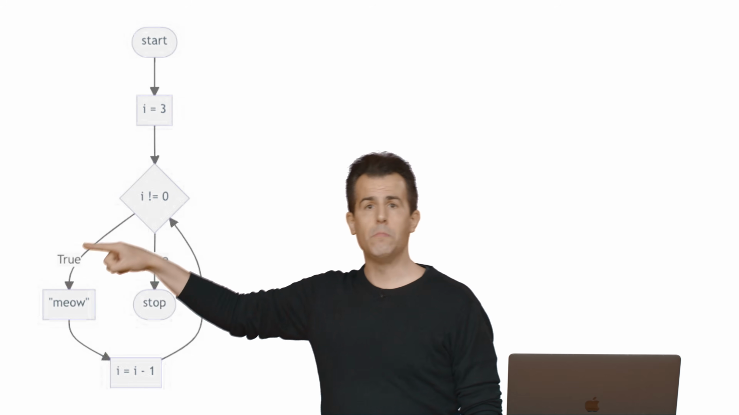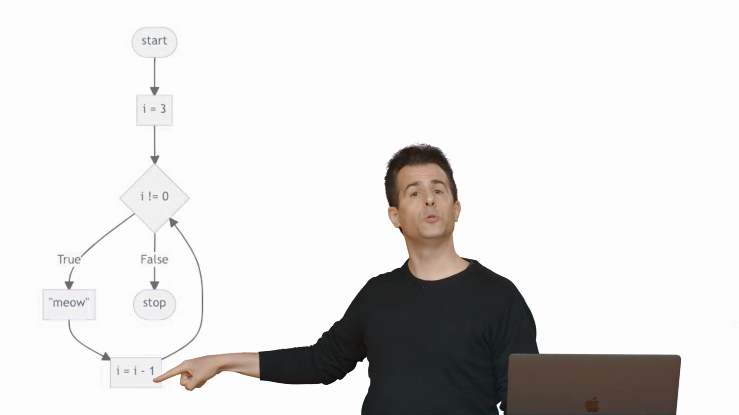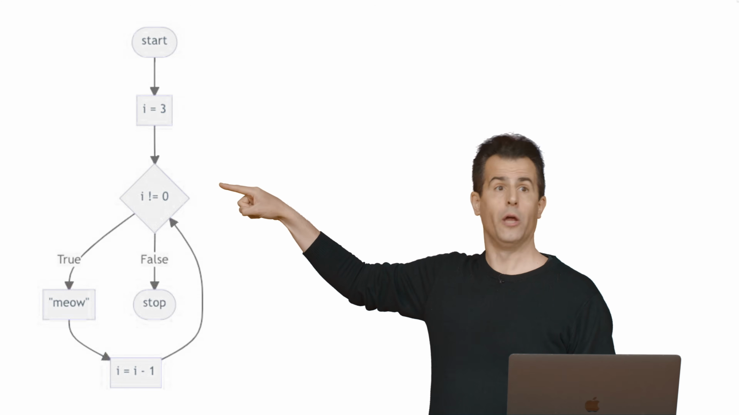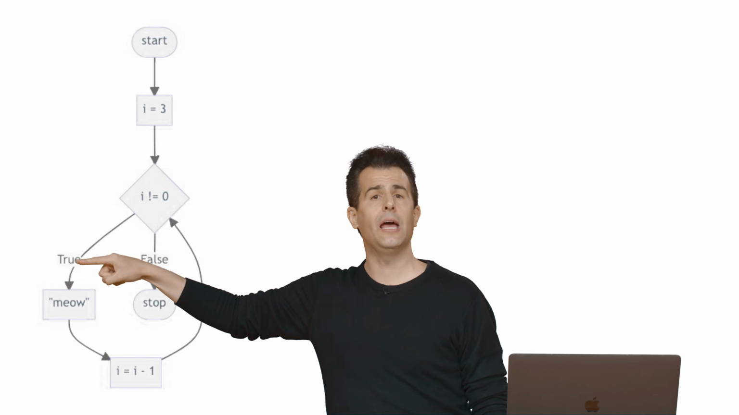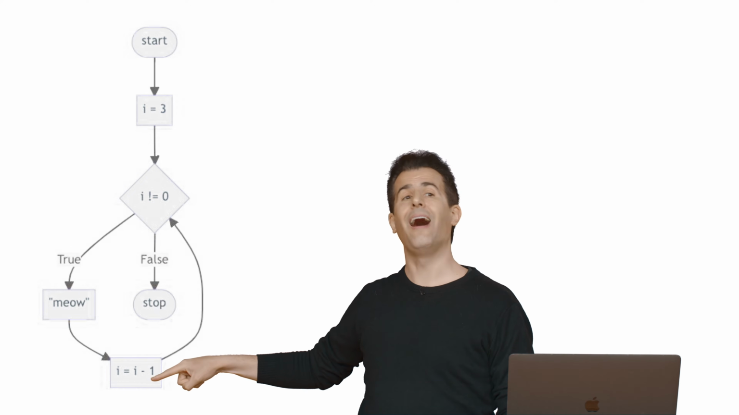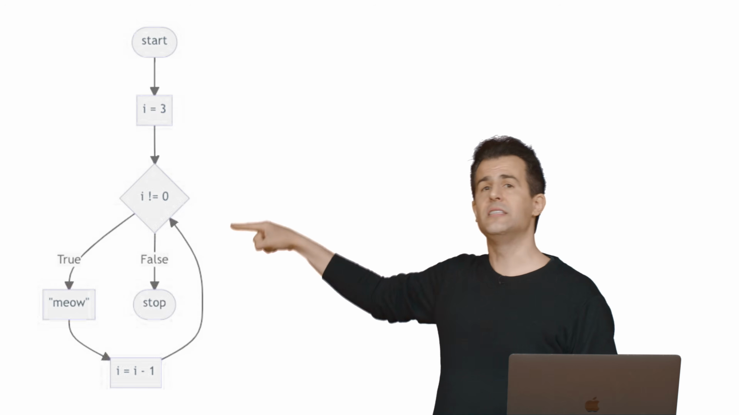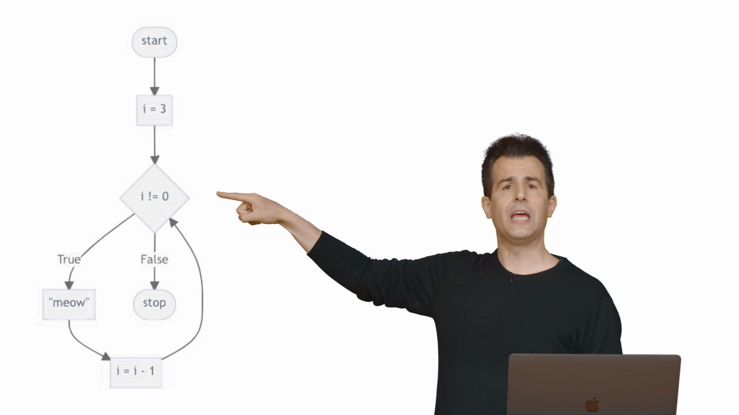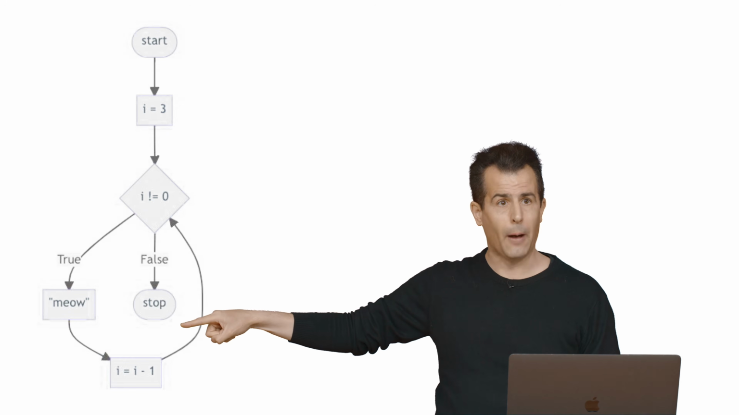It's 2. So we meow again. We change I from 2 to 1. Well, does 1 not equal 0? Well, obviously, 1 is not 0, so we meow again. We decrement I again. I is now 0. Does 0 not equal 0? No, it equals 0. So the answer is false, and we stop.